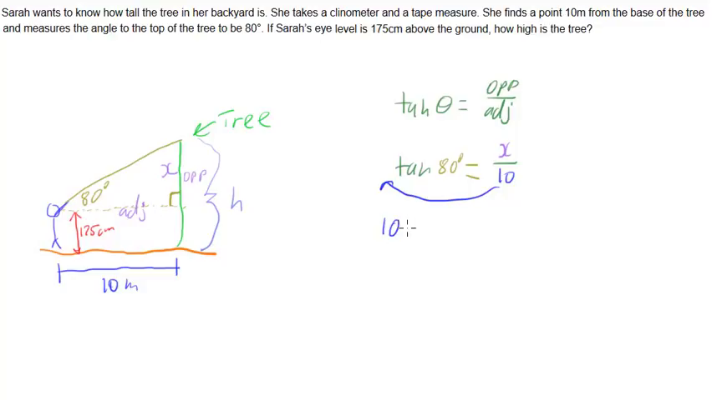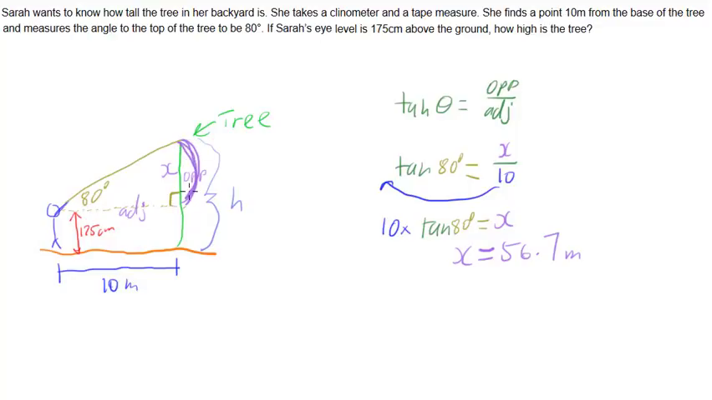So we're going to have 10 tan 80 degrees, which is going to give us our side X. Putting that into our calculator, our side X comes out to be 56.7 meters tall. So it's a very tall tree. But that's actually not the height of the tree, that's just X. We've only accounted for this part of it. X is just this bit.